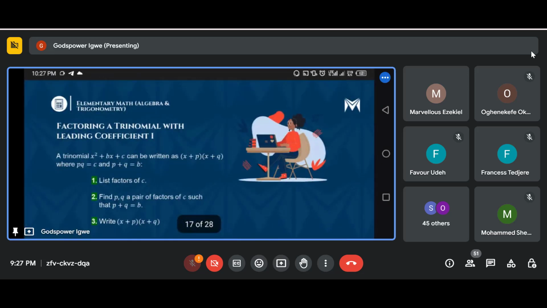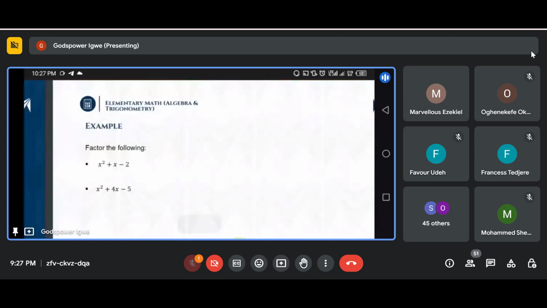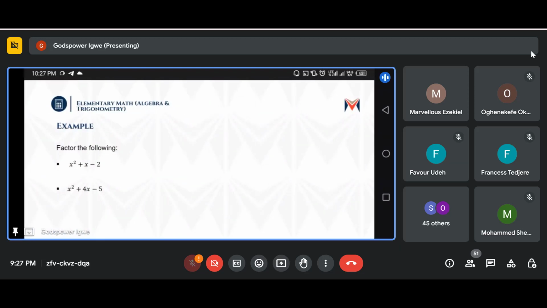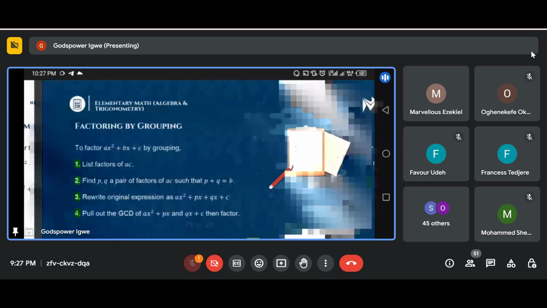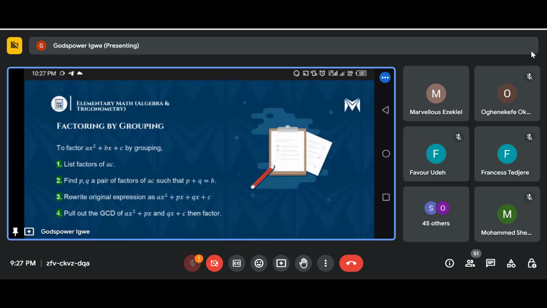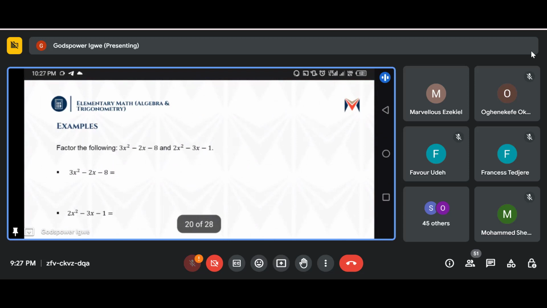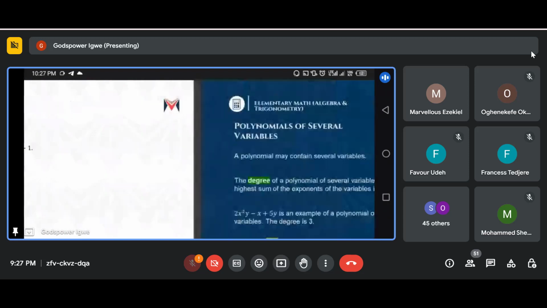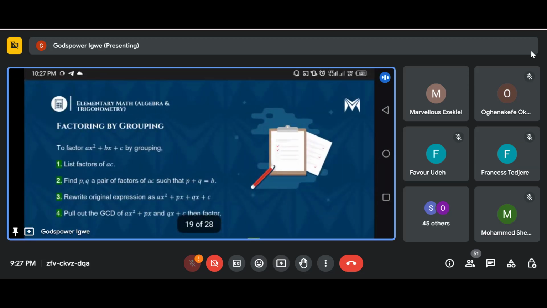We're done with this. Okay, factoring a trinomial with leading coefficient. A trinomial is a quadratic equation, so you can use the quadratic formula for this. Don't waste your time. Remember when I was giving us the factorization of quadratic equations? They said look for two.